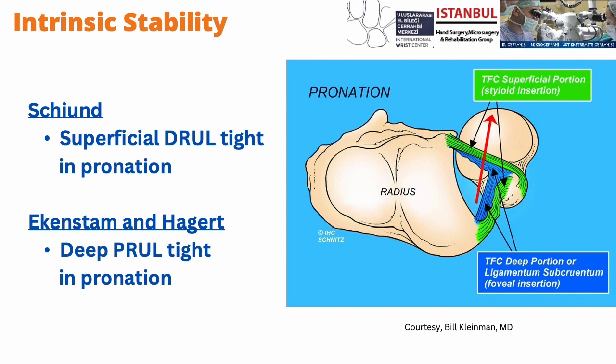In contrast, during pronation, superficial DRUL and deep palmar radioulnar ligament are tight. Superficial dorsal radioulnar ligament functions to guide the ulnar head to translate dorsally during pronation, and deep palmar radioulnar ligament components are important to prevent further pathological translation causing DRUJ instability.